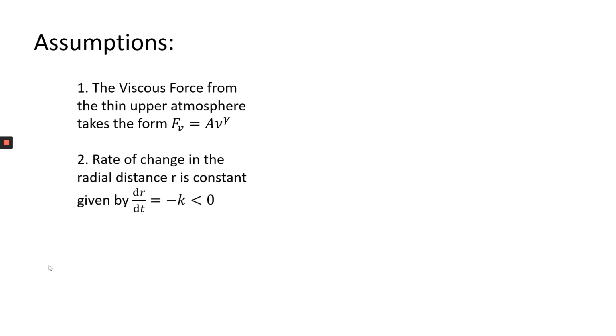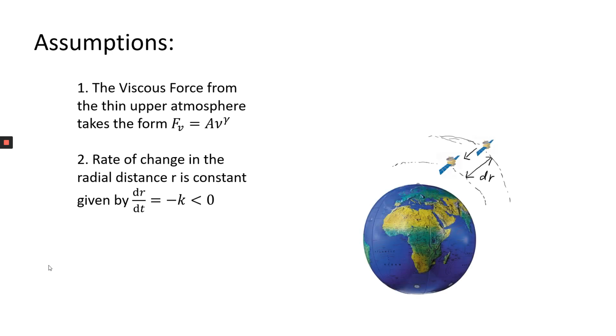Second, since there is an external force applied on the satellite, the satellite will drop to a smaller orbit over time. What does it mean? Over a certain period of time, we don't know how long it is, but we know the change from the larger orbit to the next smaller orbit is the r. And let's assume the rate of change in the radial distance r is constant, given by dr/dt equals minus k, and k is a positive number.